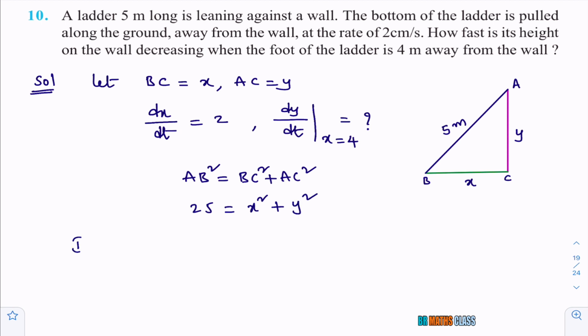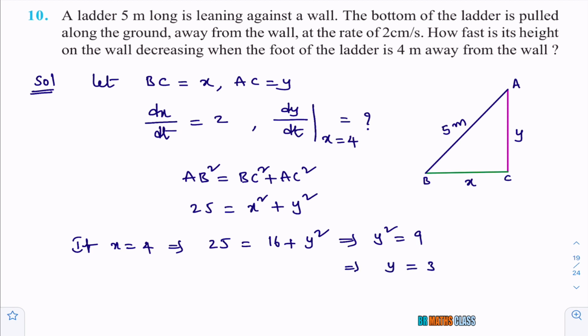As they given, when X equal to 4, what is Y value? See here, as they are asking to calculate dy by dt when x equal to 4, I'll calculate y first before calculating this. Now, wherever x is there you write 4. Then what you will get? 25 equal to 16 plus y square. From this, what is y square? Y square is 9. From that, y is plus or minus 3.